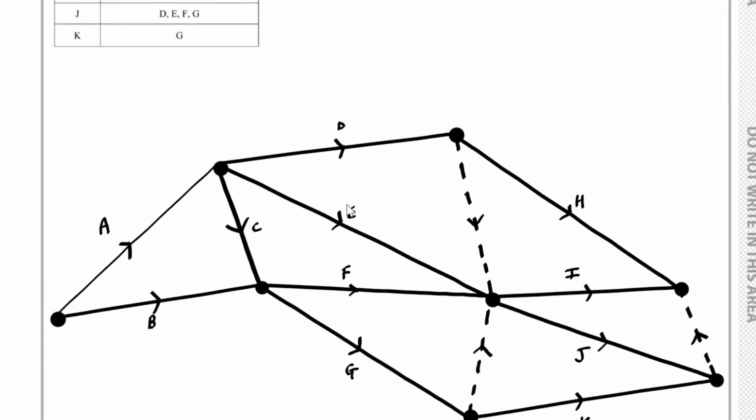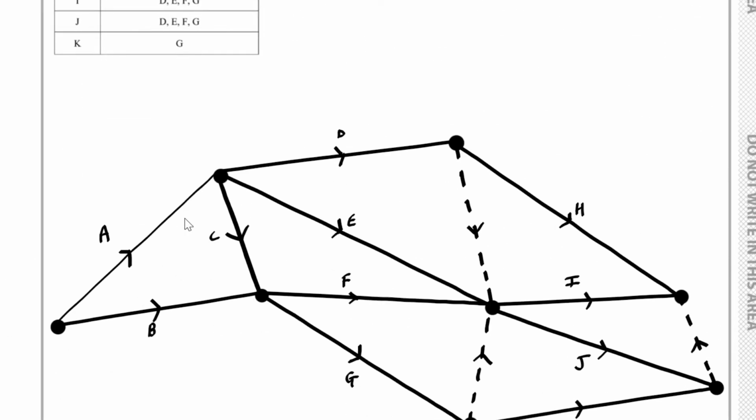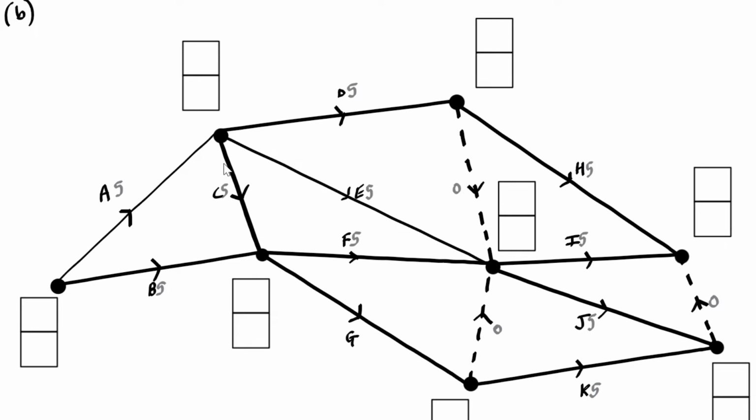So what you see over here is the completed activity network. For part B of the question, we have to explain, well, every activity shown in the precedence table has the same duration. We have to explain why activity B cannot be critical. I think the best way to think about this is to work out the early start times and the late start times. And it doesn't matter what number you choose, we know that every activity has the same duration. The dummies will have a duration of 0, we should know that already. And you can choose any number for the activities, for example 5, you can choose 1,000,000, you can choose X, it doesn't make a difference what you choose. I just think working with numbers is a bit easier to think about things in context.